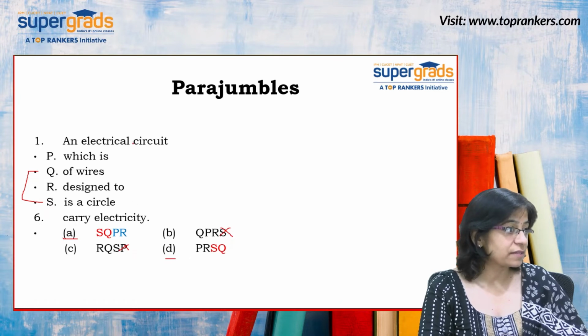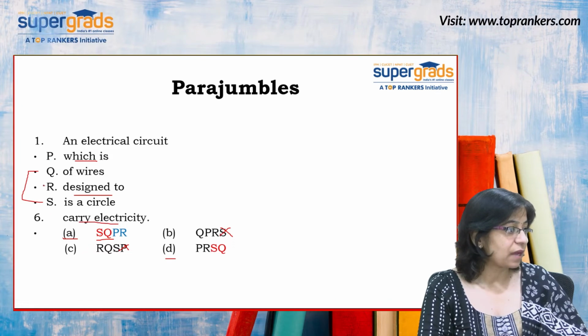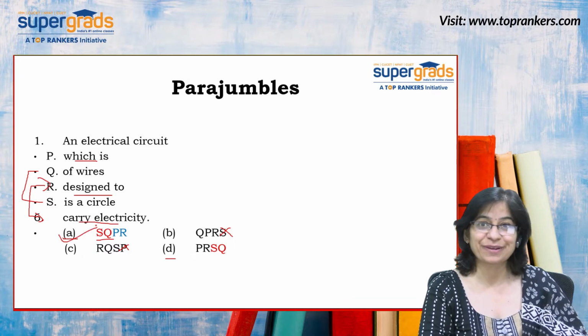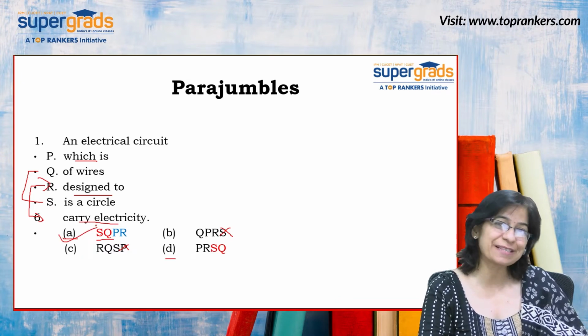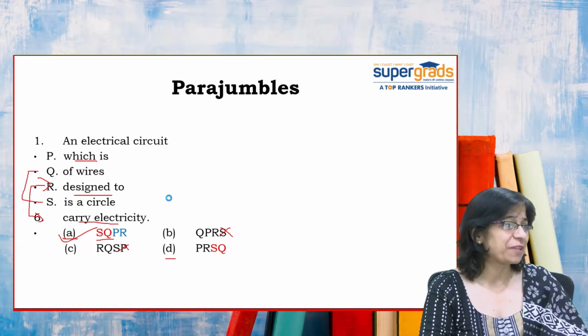So electric circuit is a circle of wires which is designed to carry electricity. R and S also look connected. So that makes A the most appropriate answer choice. See how easy it is. Using some techniques and you get your answer right. Just like this. Okay, the next one.